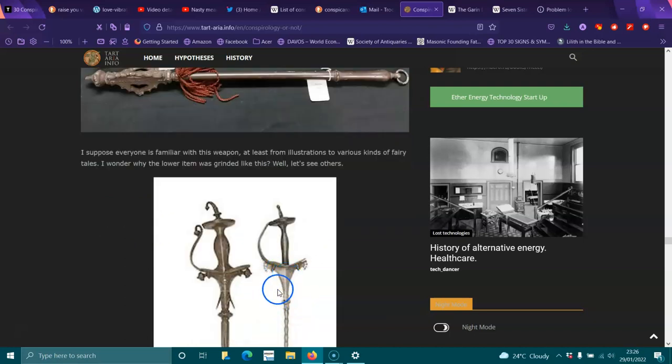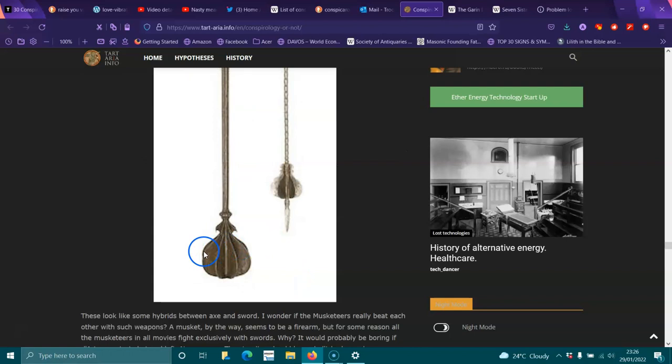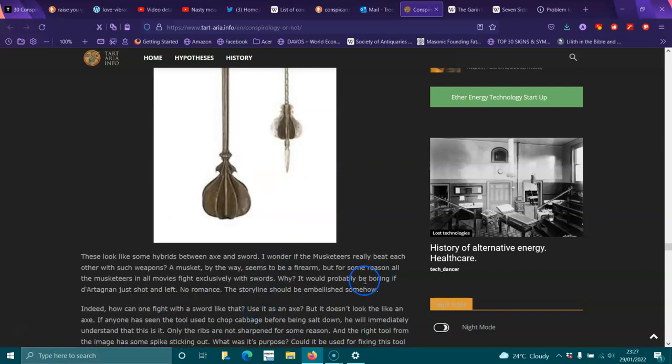Down here, it's all changed. The handle's got a lot of wear in it. These look like some hybrids between an axe and a sword. I wonder if the musketeers really beat each other with such weapons. A musket, by the way, is a firearm, but for some reason, all the musketeers in all the movies fight exclusively with swords. Why? It would probably be boring if an artisan just shot and left. No romance. The storyline should be embellished somehow.